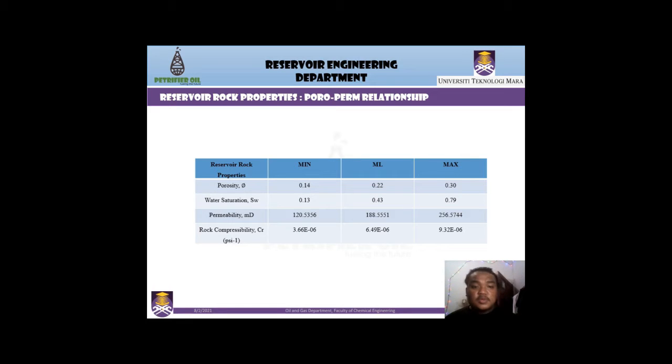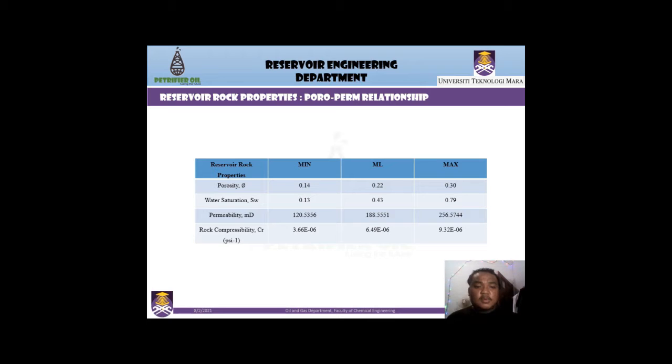The properties of the reservoir can be averaged to determine the minimum, most likely, and maximum of the rock properties. The table below shows the average rock properties for the Lama Merah field. So for porosity, the minimum value is 0.14, most likely at 0.22, and max value at 0.3. For water saturation, 0.13, 0.43, and 0.79 for minimum, most likely, and maximum respectively.